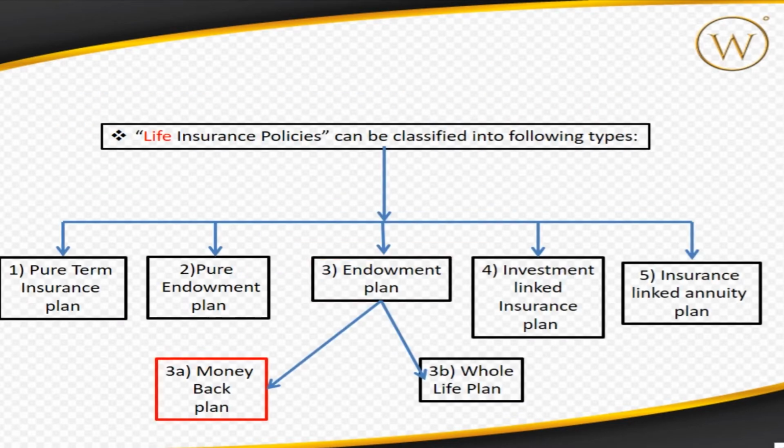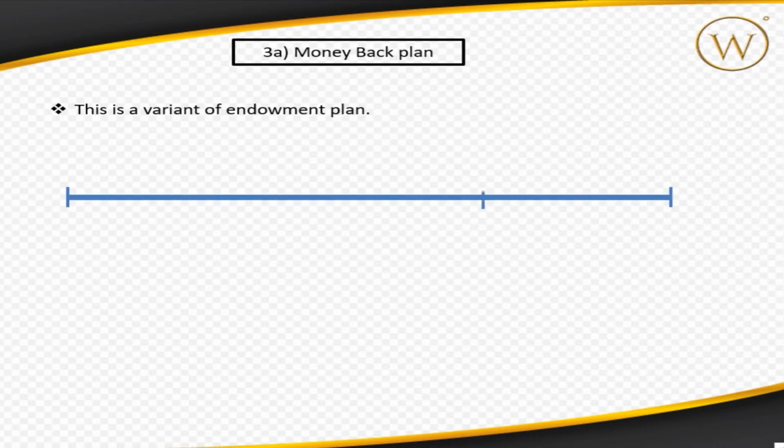Now there are two variants to such endowment plan. First is money-back plan, which, as I told you, is a variant of endowment plan. So in such type of policy, if your death happens within the policy term, then just like a normal endowment plan, your family receives compensation on your death.